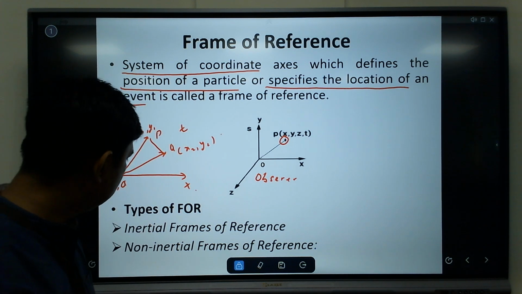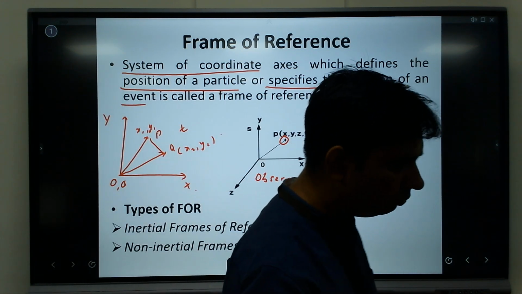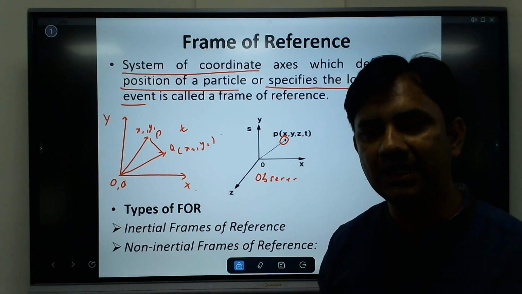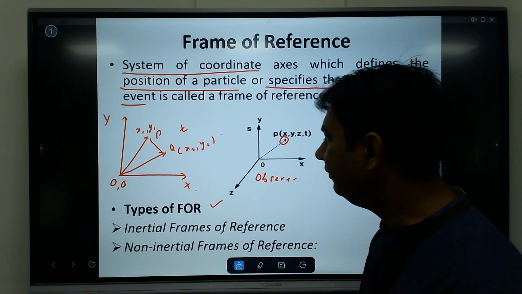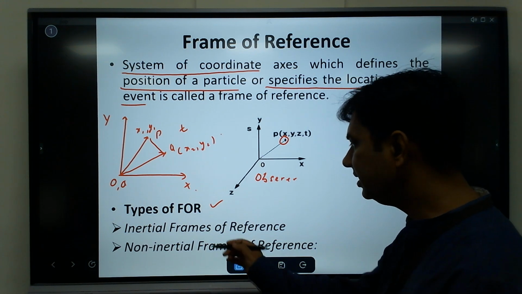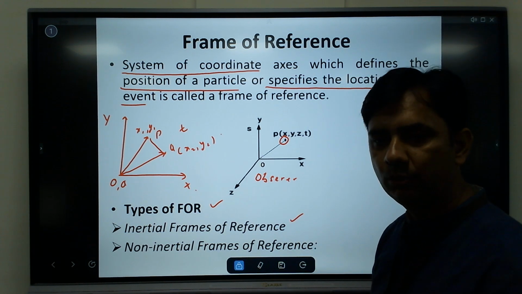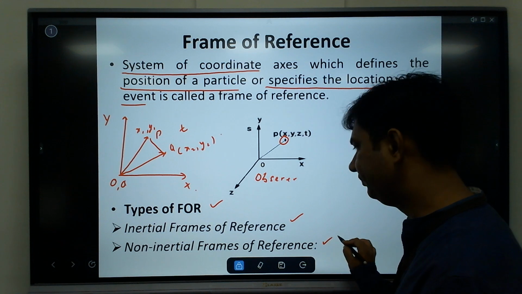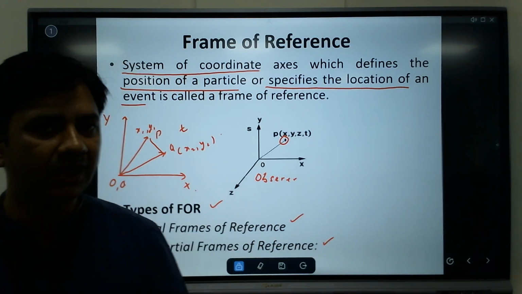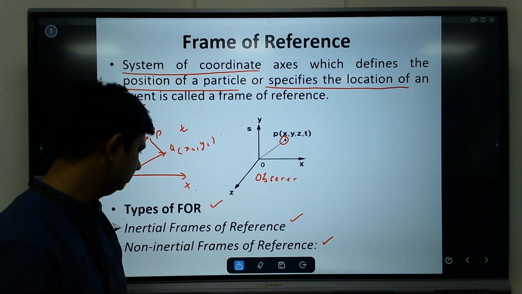Now the question arises, how many types of frames of reference are there? If you talk about types of frames of reference, then we have two types. One is the inertial frame and one is the non-inertial frame. So we'll take one by one. What is an inertial frame and what is a non-inertial frame?